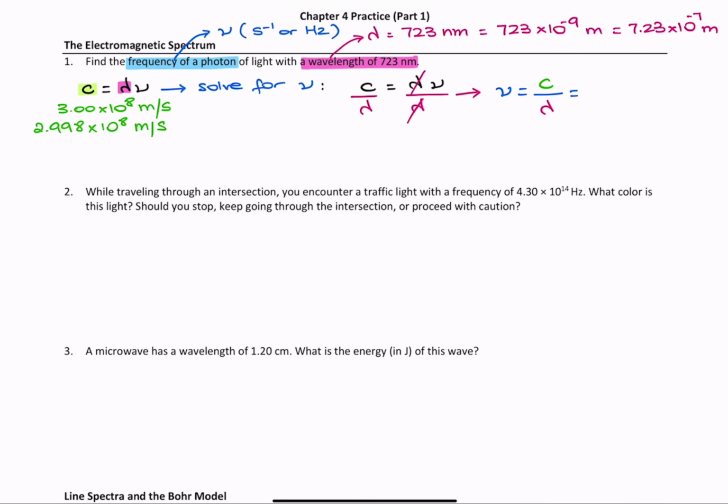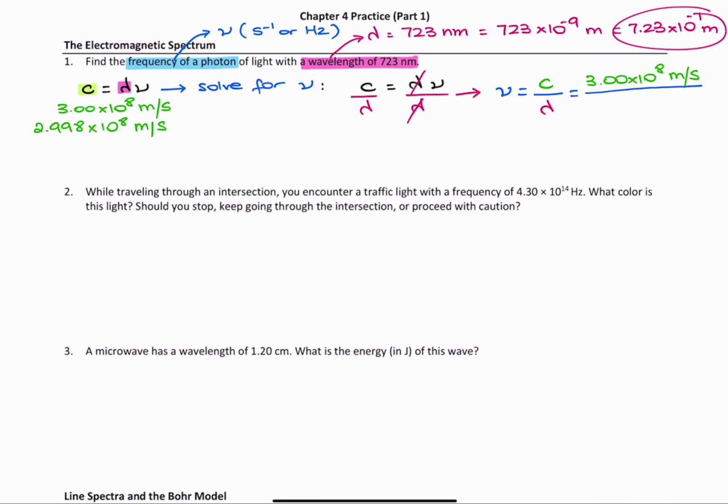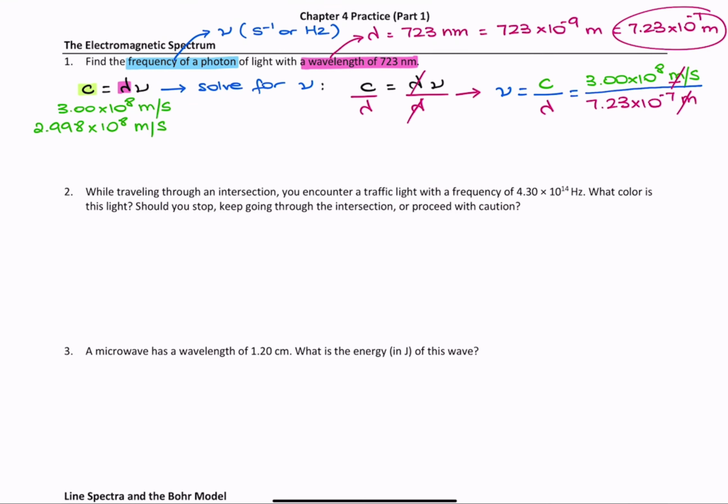The speed of light is 3.00 times 10 to the 8th meter per second over, and here you need to use lambda in meter because I have meter here. So 7.23 times 10 to the negative 7 meter. By doing it this way, the meter cancel, and I'm left with a unit that is per second, which is the unit of the frequency.